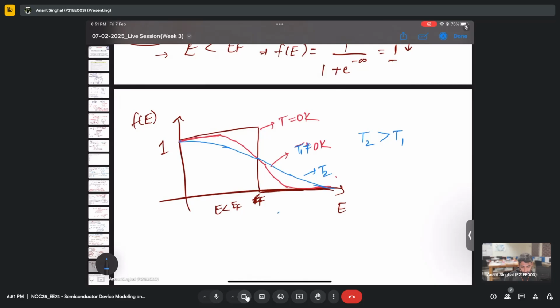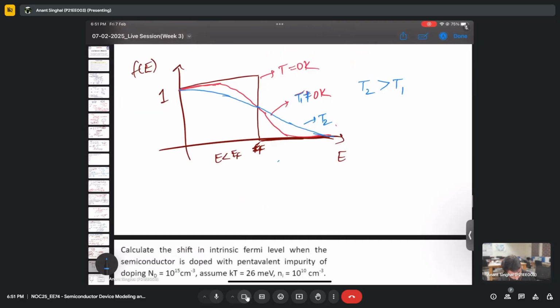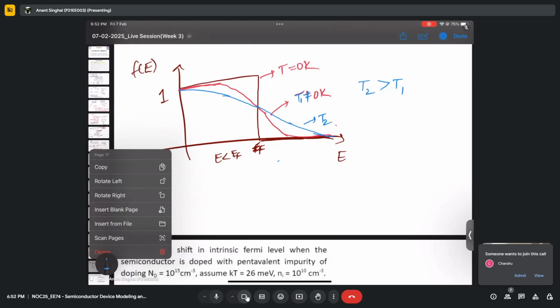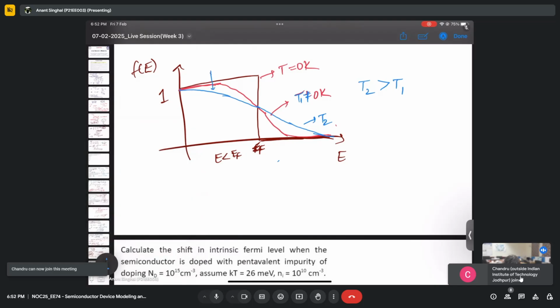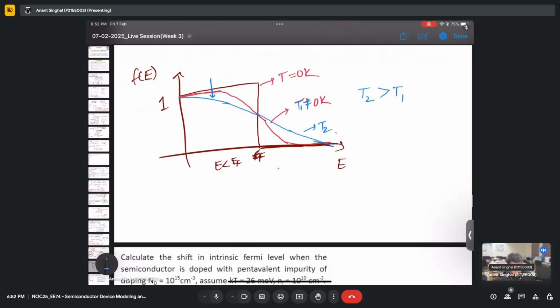Correct, because more electrons will move from the valence to the conduction band because of thermal energy. So this will always go away from 1. I mean, this will always lower down because the electrons are moving from the valence to the conduction band with more and more temperature.